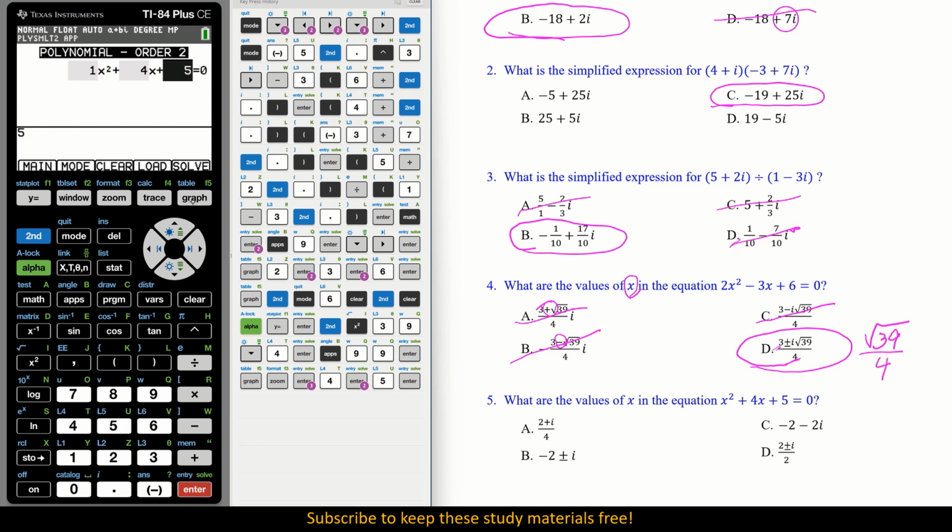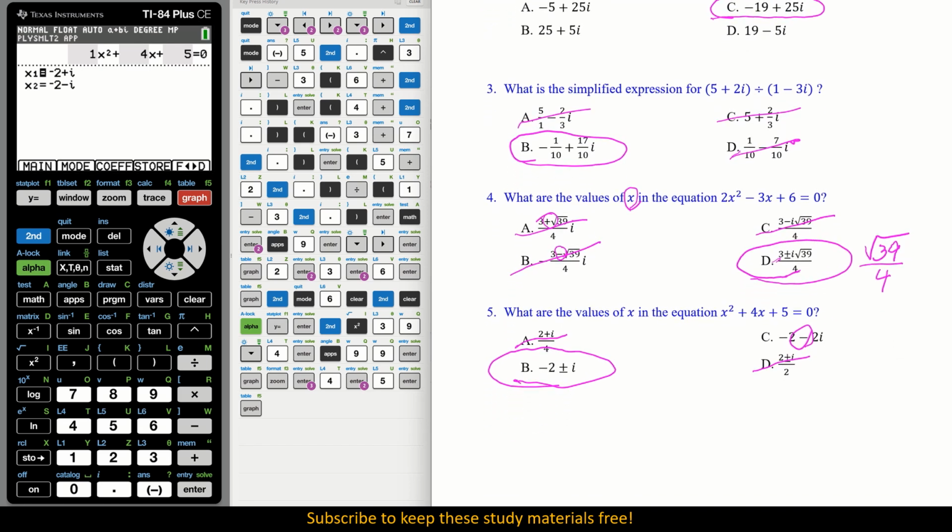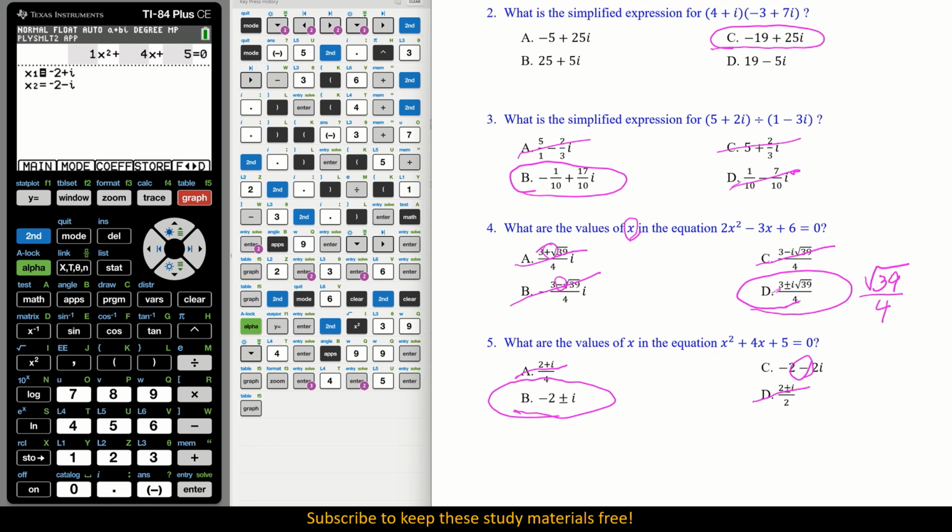Now we solve by pushing graph, and nice, simple, nice value. Looks like A won't work, D won't work, C won't work because it doesn't give us the positive and negative. But B gives us both values. It's a conjugate. It's all together. Very nice. Now let's go down. Let's see what else we have. Oh, that's actually the last one in this video.